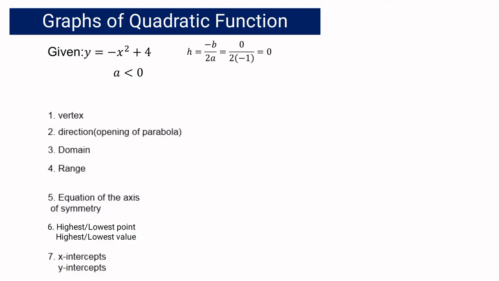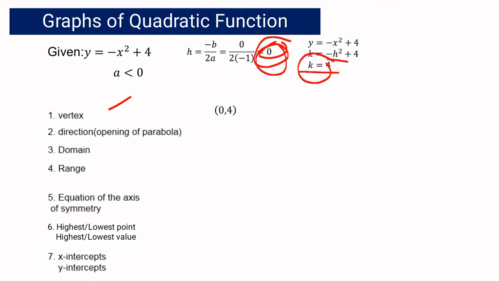To get the value of k, either we use the formula or we substitute the value of h to x so that we can get the value of k. And if h is equal to 0, then the value of k is 4. If h is equal to 0 and k is equal to 4, then our vertex is, yes, 0, 4. And how about the opening of the parabola? a is less than 0, so the direction of the opening of the parabola is downward.